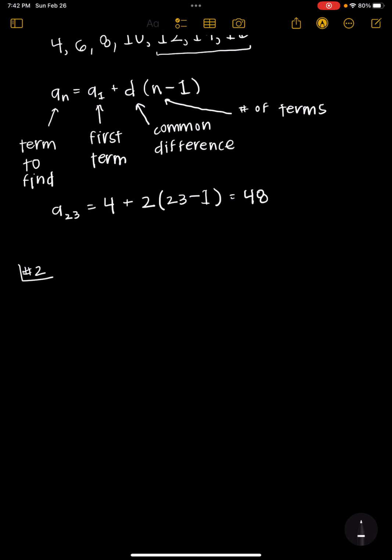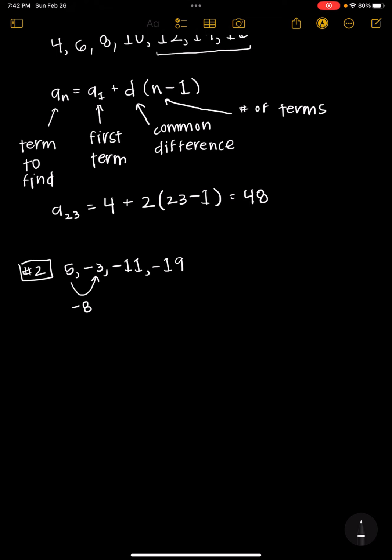So the second example is 5, -3, -11, -19. Okay, so the first thing we're going to do is decide if it's arithmetic or not. To do that, we're going to figure out, well, to get from 5 to -3, what did I have to do? To go from 5 to -3, I subtract 8. That one's kind of tough because it's going from positive to negative.